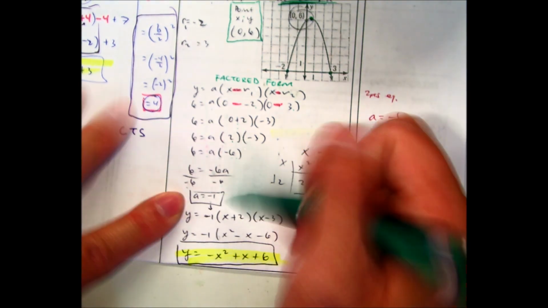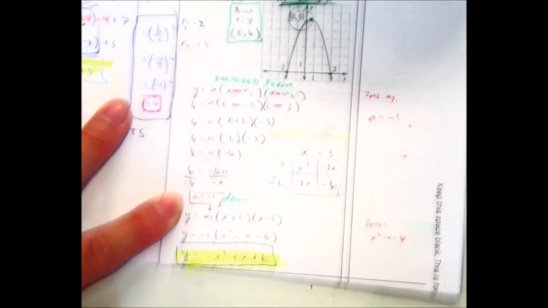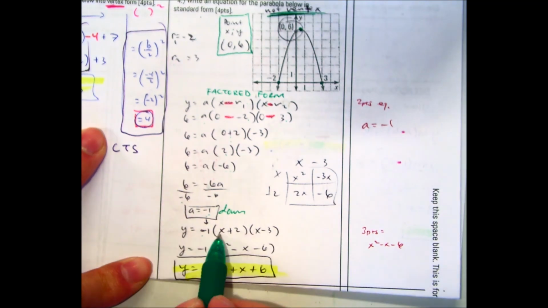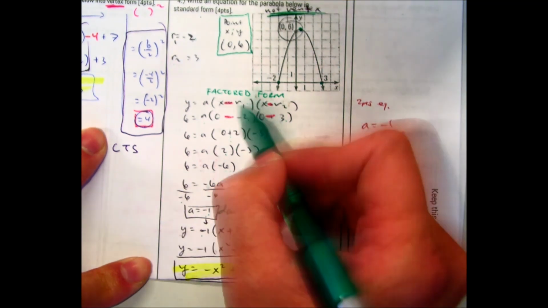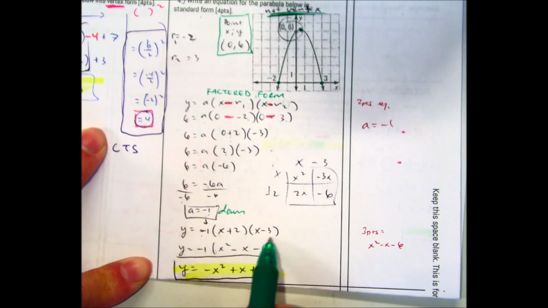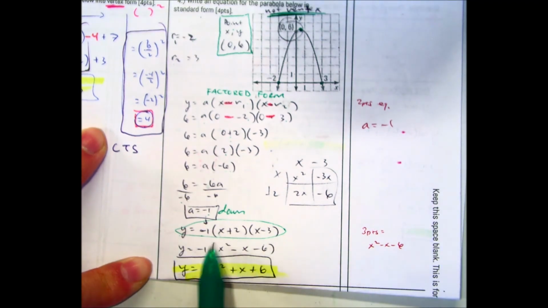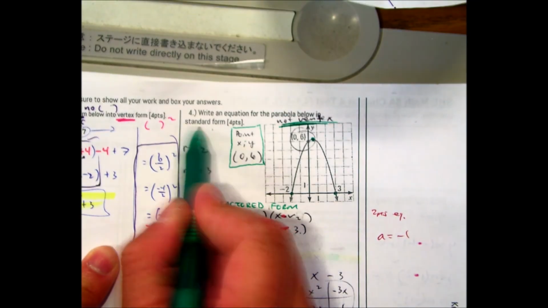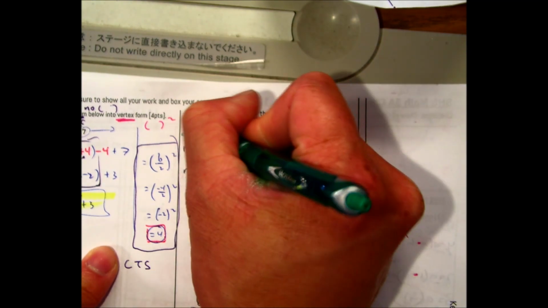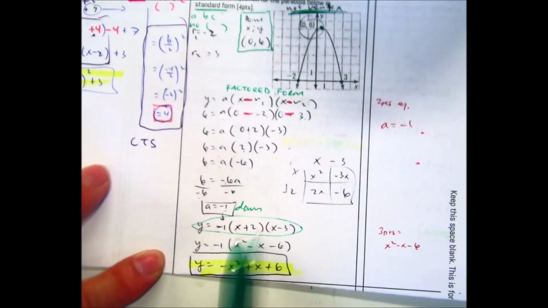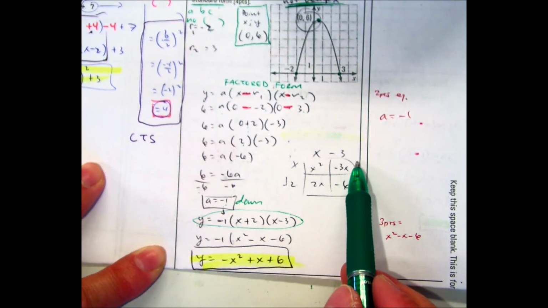Now that matches the graph because I know that an a value that's negative is going to open down, and my graph opens down. I put the negative 1 for my a value. I put back the x's and y's, and my r1 and r2 values I have in here. Now, if you got stuck here, this is factored form, and up here it says standard form. Standard form has the a, b's, and c's, right? There's no parentheses.